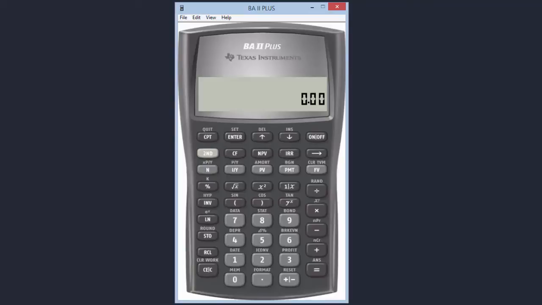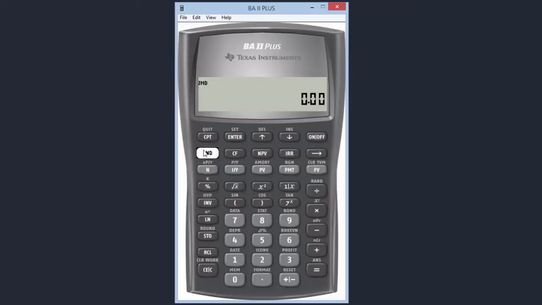The problem with this is that with two decimal places, you do not have enough decimal places to answer problems correctly. And you can have some rounding issues down the road if you do this. So what we want to do next is to change the decimal mode.